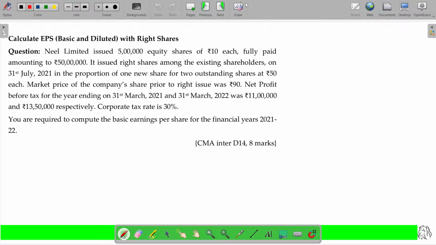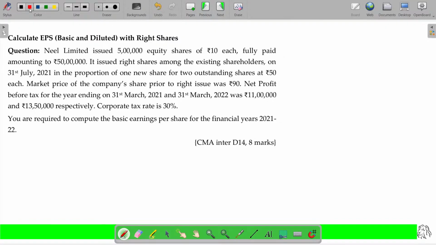Now, we will be dealing with the right shares here. What happens in case of right shares, sir? Let's see.